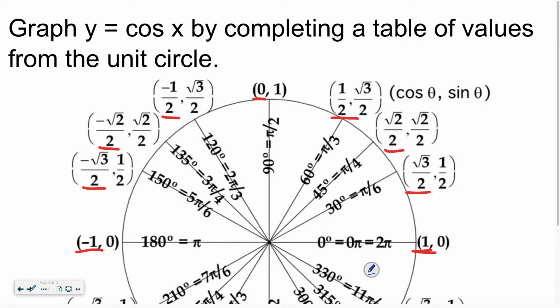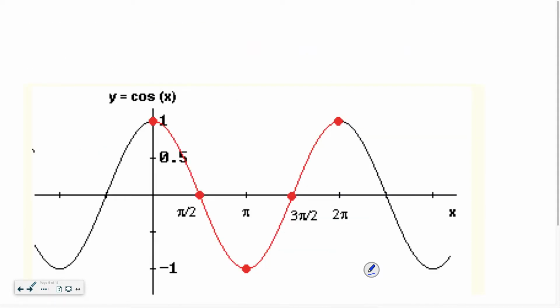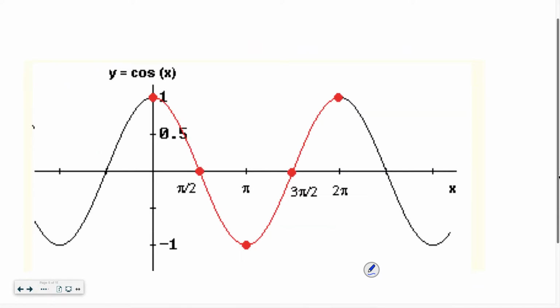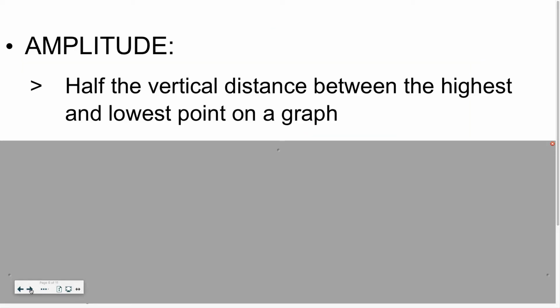Same thing with y equals the cosine of x. Our parent graph, our lowest point's at -1, our highest point's at +1. So the total vertical distance is 2, which makes this graph have an amplitude of 1 also. All right, so the amplitude refers to our vertical height of the curve.